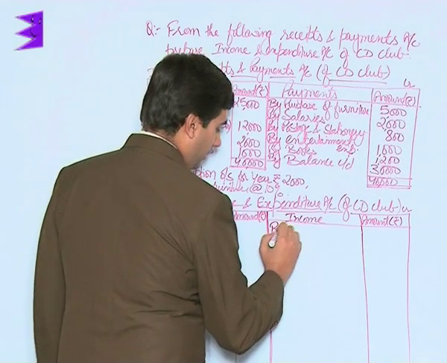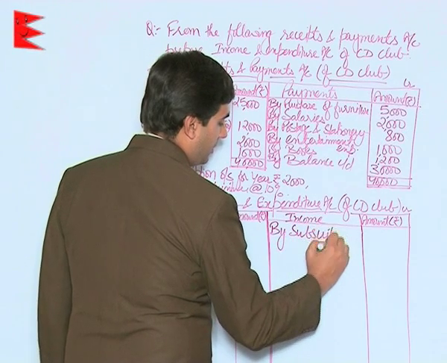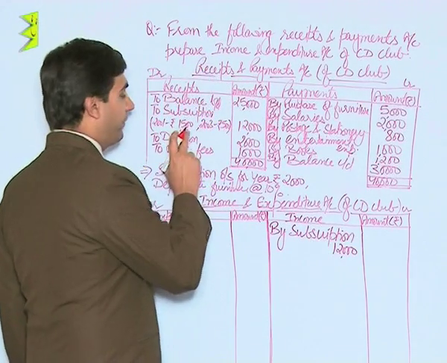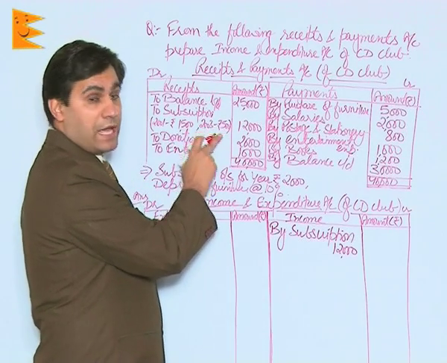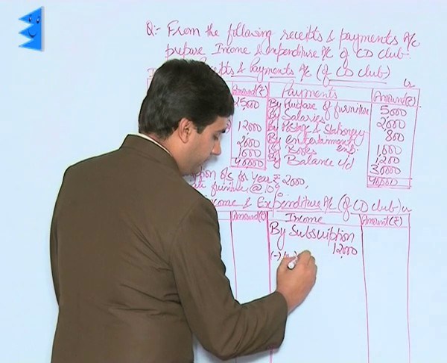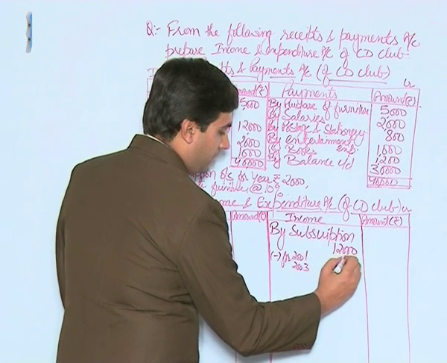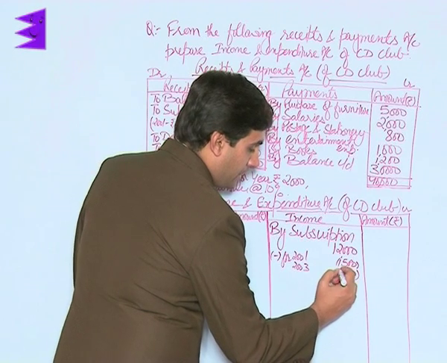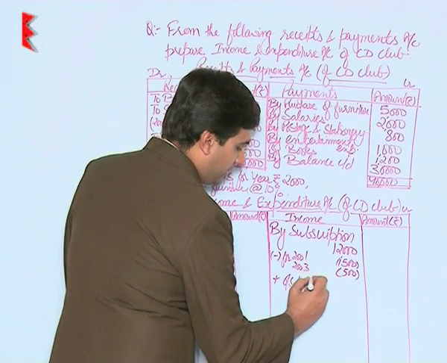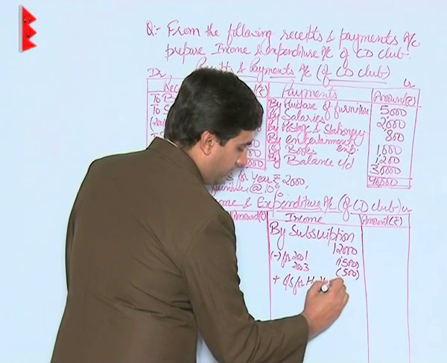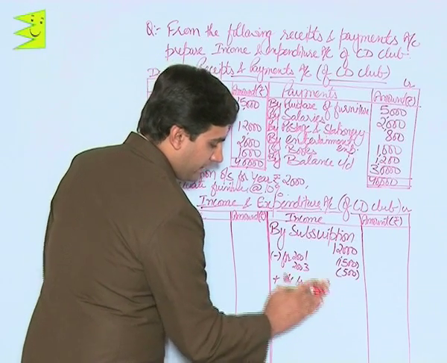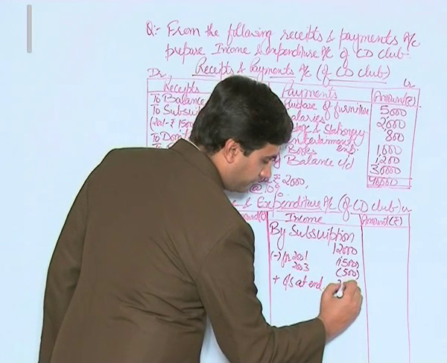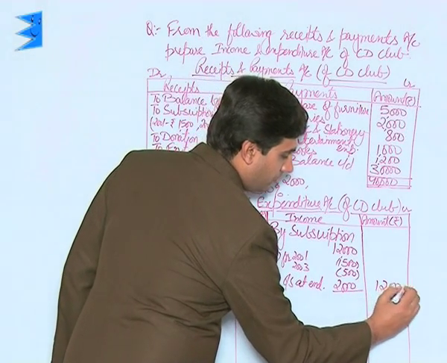Then subscription. By subscription, we have received 12,000 for the year. But out of this, 1,500 and 500 relate to 2001 and 2003 as mentioned here. Minus for 2001 and for 2003, that is 1,500 and 500. But to this amount we will add the outstanding for this year. I'll write it as outstanding at end, which is given to be 2,000. So the amount again comes to 12,000.